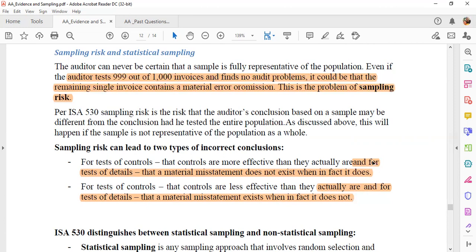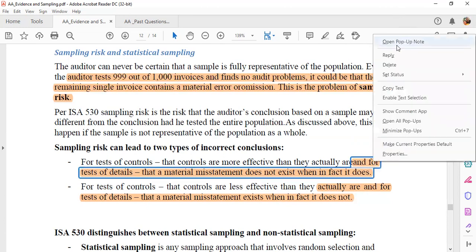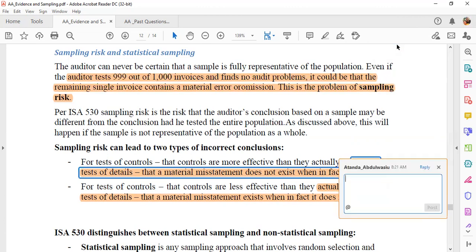Like this first one, the auditor can say that the financial statement shows a true and fair view. Mind you, it does not show a true and fair view. And the auditor can also say that it does not show a true and fair view. Mind you, the financial statement shows a true and fair view. So it is a two-way thing.